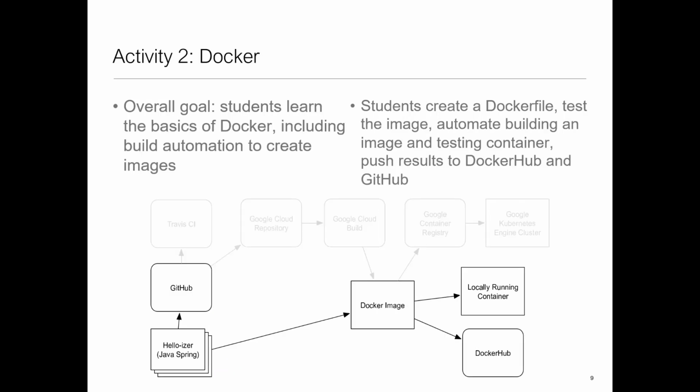Activity 2 uses Docker, and the goal here is that students learn the basics of Docker, including build automation to create images. So they need to know how to create images, how to use those images to run containers, and how to automate creating a new version of the image when they make changes to the code. So they have to create a Dockerfile, test the image, automate building the image, and then they also push the results to Docker Hub and to GitHub with the code.